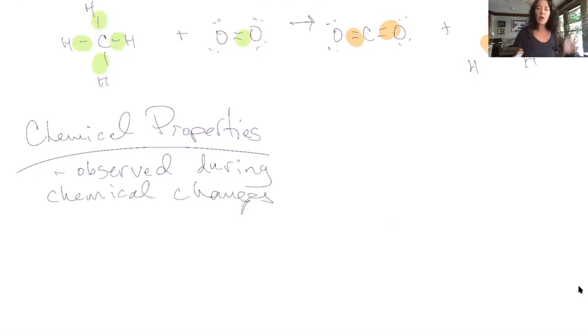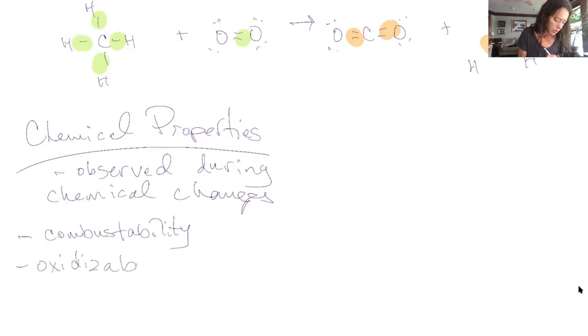So some examples of chemical properties would be like combustibility. Combustibility, something easily combusts. That means, you know, it can blow up very easily. Oxidizability. Something is easily oxidized. An example of that would be iron. If you leave iron out too long, it's going to rust. So oxidizing is rust. Rusting is oxidizing. So that is a chemical property of iron and other metals, right?